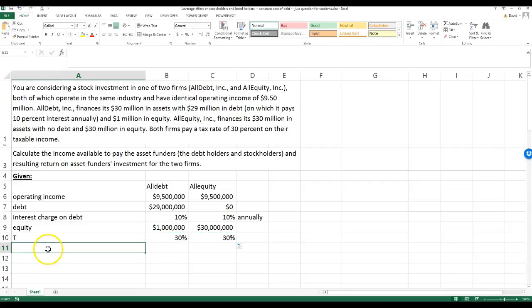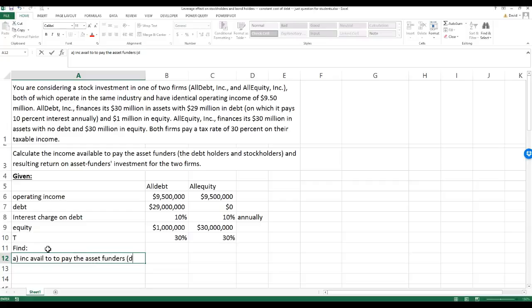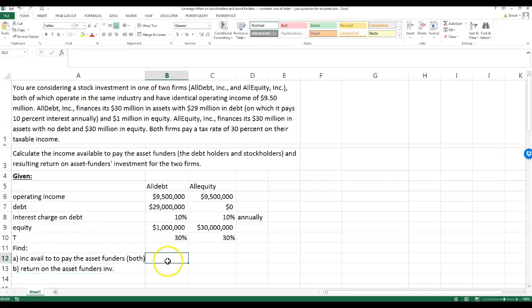Okay, so what do we want to find? We want to find A, the income available to pay the asset funder, and we'll say both. And then B, we want to know the return on the asset funder's investment. So we want to know that for both of these.